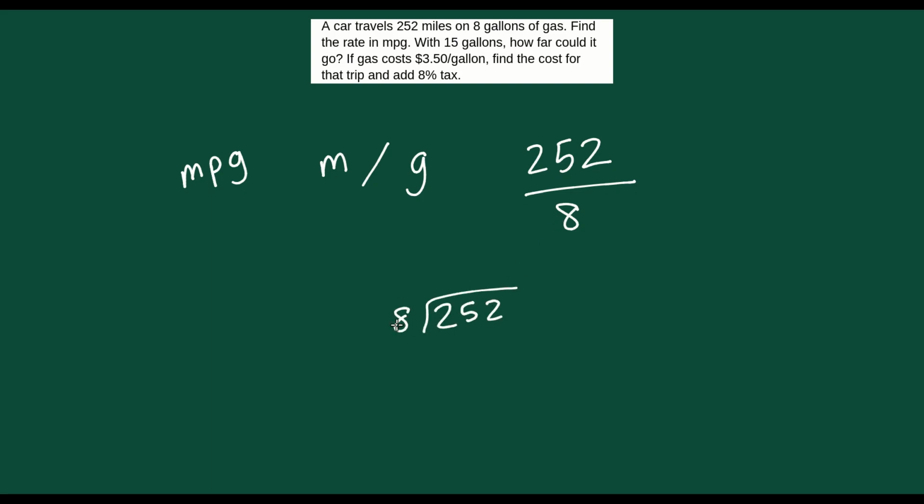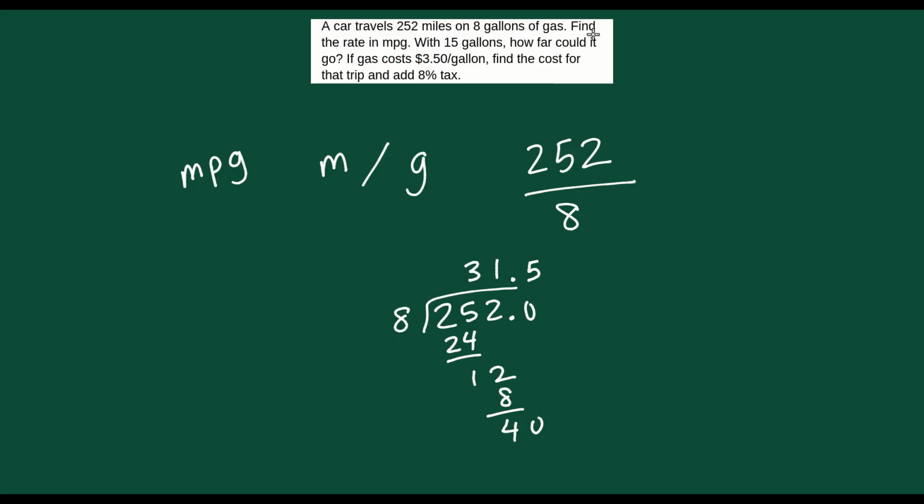Okay. 8 goes into 25 3 times. 3 times 8 is 24. Subtract, 1, bring down 2. 8 goes into 12 once. Okay, 8, we have a 4. And then 8 does not go into 4, but if we have a decimal point, we can bring up this decimal point, bring down a 0, and then 8 goes into 40 5 times.